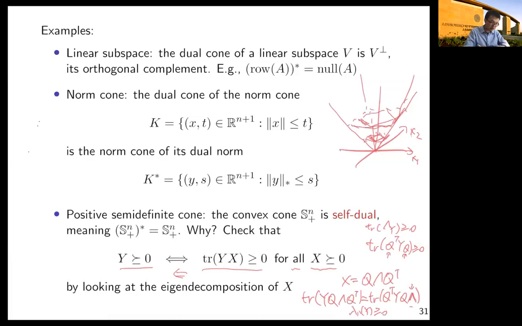Similarly, for the other direction, the other direction is actually easier, because it simply follows from the fact that for any vector, y transpose y is larger than 0, and then that implies that for all the positive semi-definite x, the trace of yx is always larger than 0.